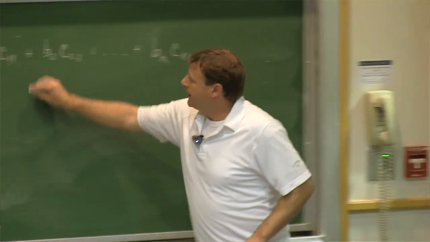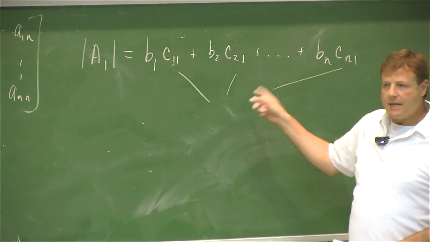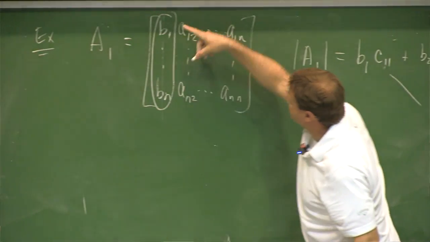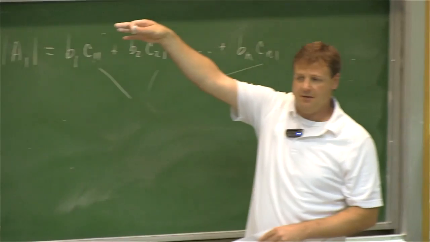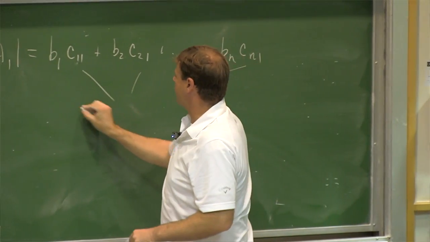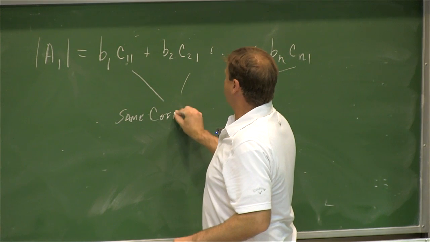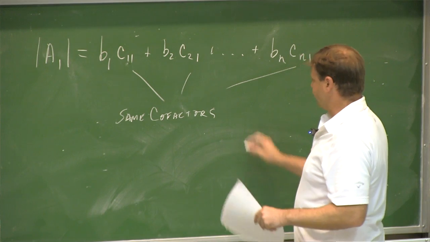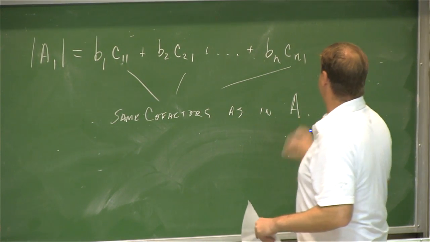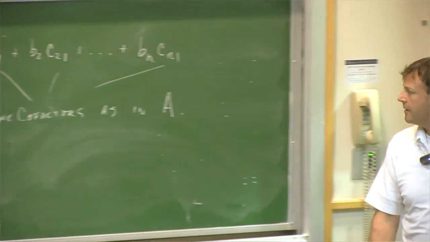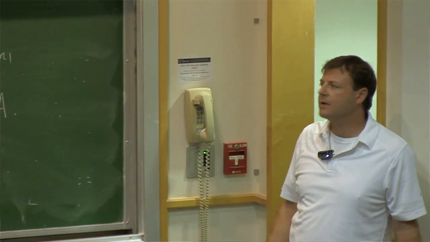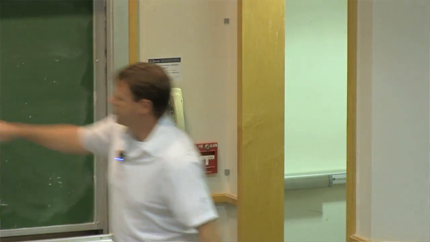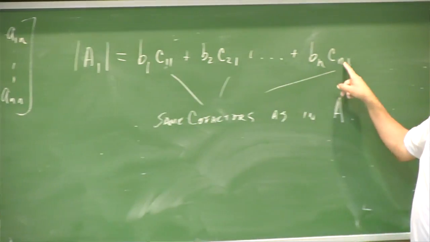And what I want to point out here is that these cofactors are the same ones from A, because notice when I go to calculate all these, I'm always going to cross this off, and so all the numbers that are left over are all from A. So these are the same cofactors as in A. Just see if you can believe that. Aren't all the numbers that I use to calculate those cofactors just all the numbers from A? The B's don't really show up. They show up out here, but not when I calculate these things.